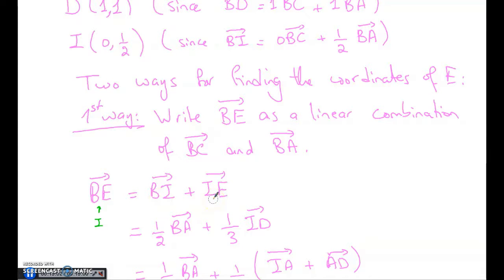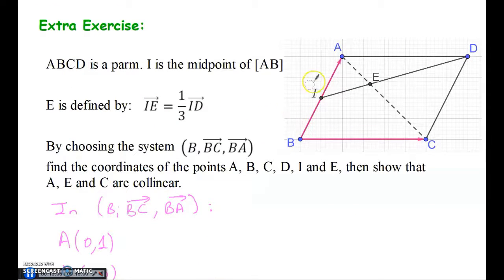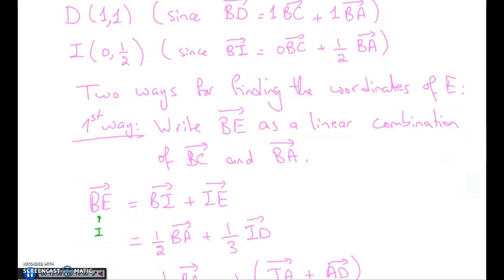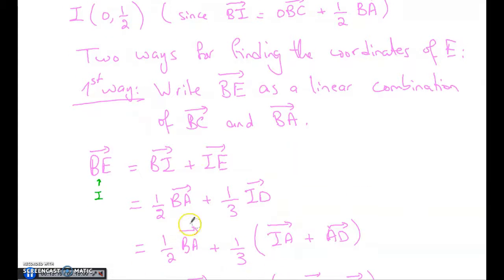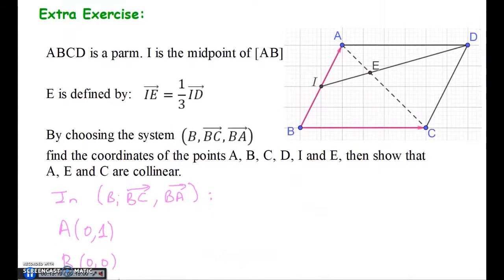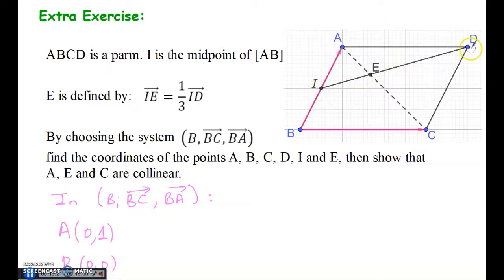Now, what do we know about BI from the figure? Okay, so here is the figure. BI is half BA. So I replaced here BI by half BA. And we know that IE is 1 over 3 ID from the given. Now, we have half BA plus 1 over 3 ID. But what's ID? Look at the figure. ID, I can replace it by IA plus AD.